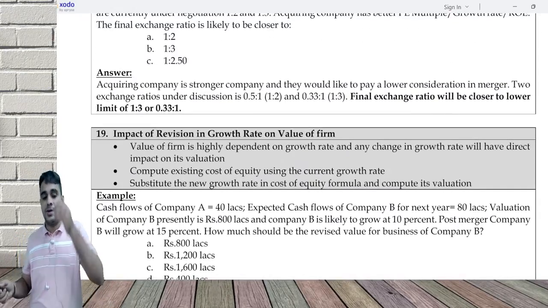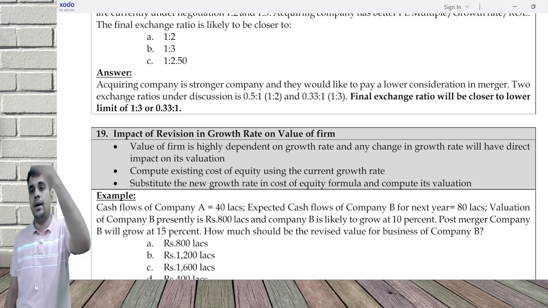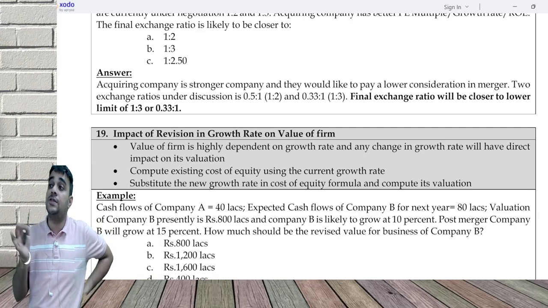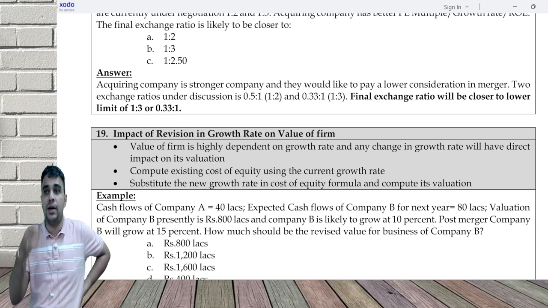Okay, listen. Sometimes what will happen is I'm going to acquire the other company. Moment I acquire the other company, there's a possibility that the growth of the other company will change.